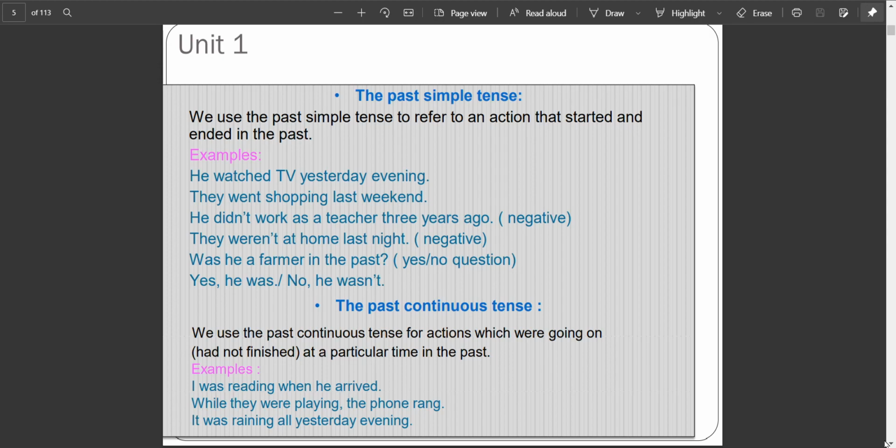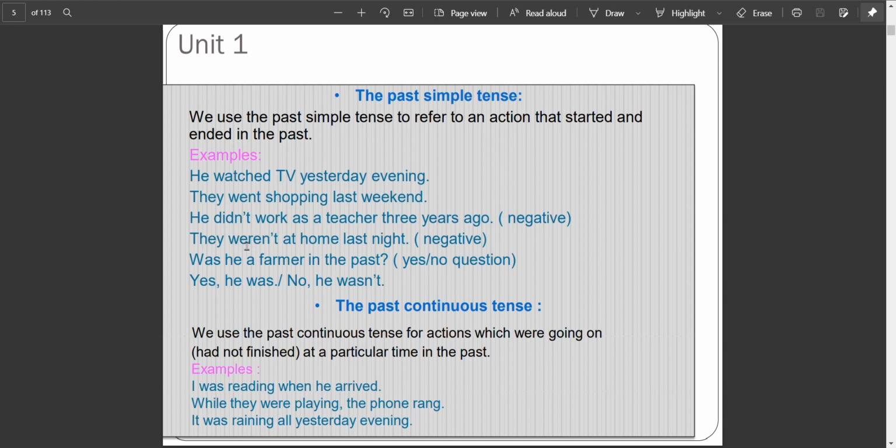We watched TV yesterday evening. هو شاهد التلفاز مساء البارحة. They went shopping last weekend. He didn't work as a teacher 3 years ago. هنا عندنا في المثال الثالث he didn't work as a teacher 3 years ago. استخدم didn't. We don't use does. اوكي طبعا هاي didn't في حالة النفي. في حالة الإثبات نستخدم did. negative في حالة النفي.